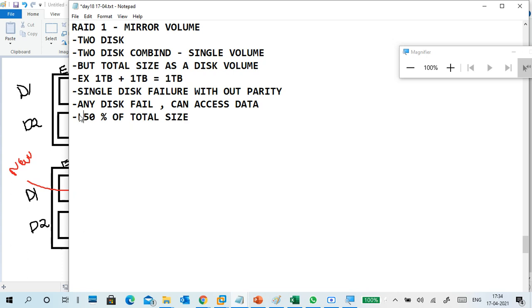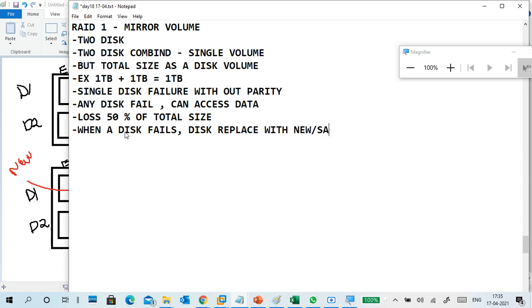We are losing 50% of total size. And there is another one. What is that? When a disk fails and the disk is replaced with a new or the same disk, what happens? The mirror broke.